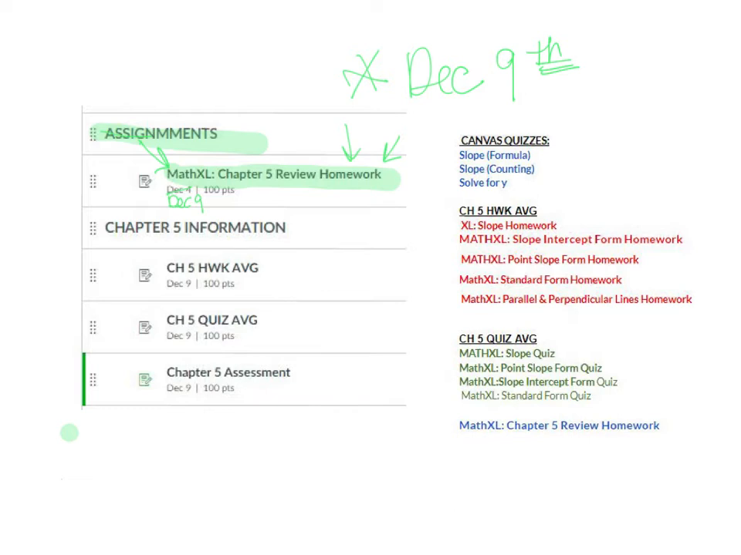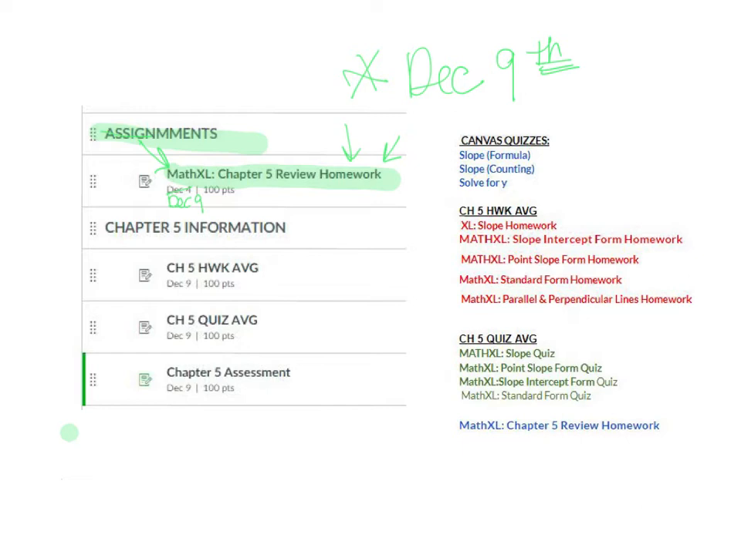Now, we know that there are other things that go into the grade book from Chapter 5 at that point. These are things that I've wanted you to keep reviewing and reworking, trying to get the best score that you can. And then they will be pushed from Math Excel to PowerSchool after December 9th at midnight.